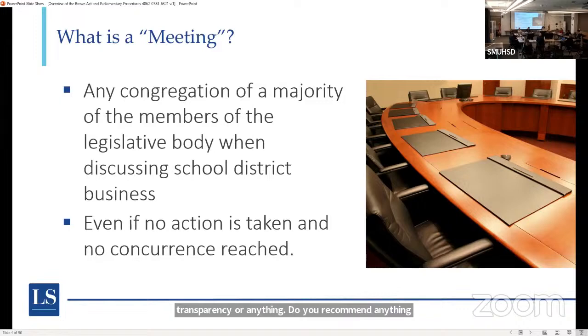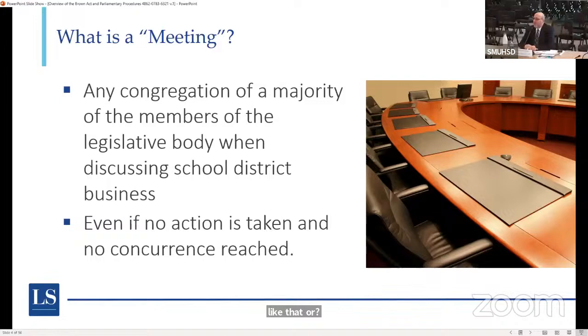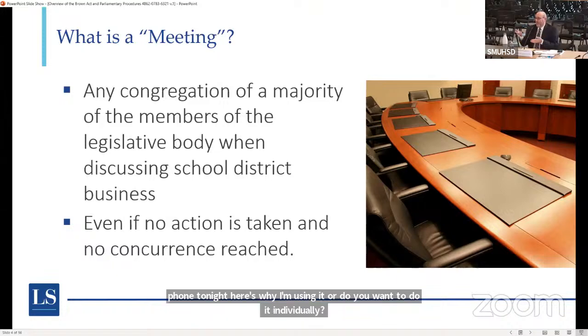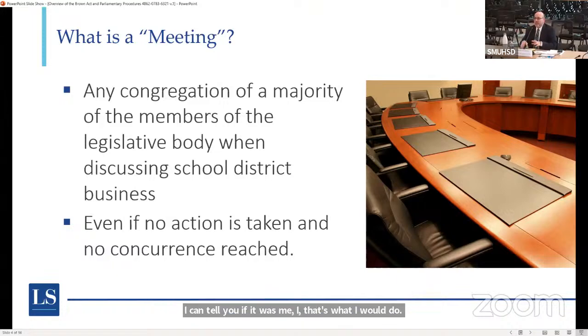Yeah, I mean, you certainly can. The trick to all of this is opening the door to these public records requests and those kinds of questions. They're going to be public record. If you're texting about district business or you're emailing about district business, that's all going to be a public record. So nothing wrong with saying that. You can decide as a group, does the board want to have practices of disclosing, if I'm using my phone tonight, here's why I'm using it, or do you want to do it individually? I can tell you if it was me, that's what I would do. I would tell people, you're going to see me typing and this is why I'm typing, just so that everybody knows.